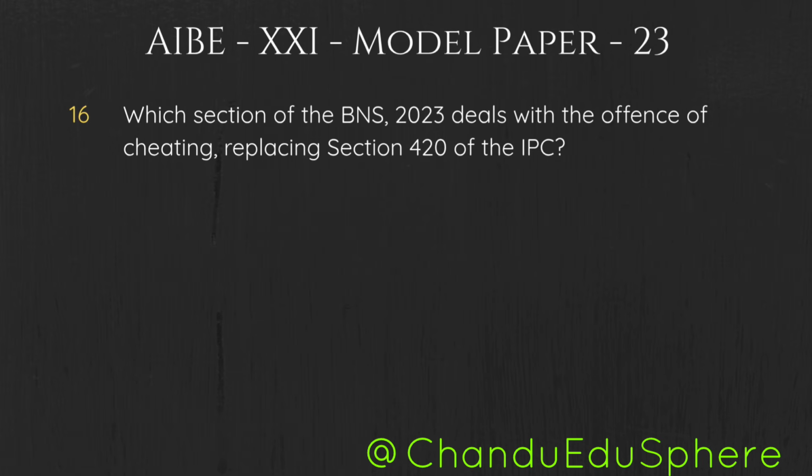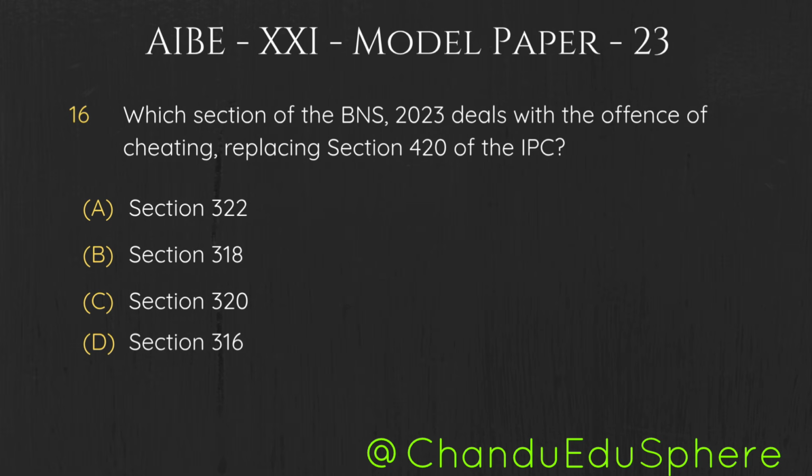Which section of BNS 2023 deals with the offense of cheating, replacing Section 420 of the IPC? Section 318 of the Bharatiya Nyaya Sanhita 2023 is the recodified provision dealing with cheating and dishonestly inducing delivery of property. It replaces Section 420 of the IPC.